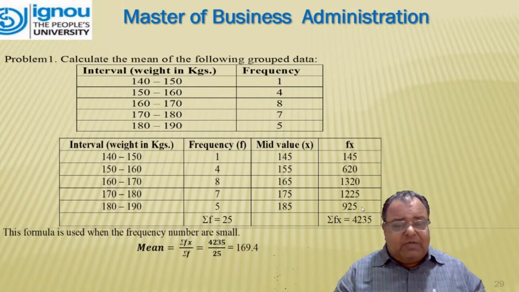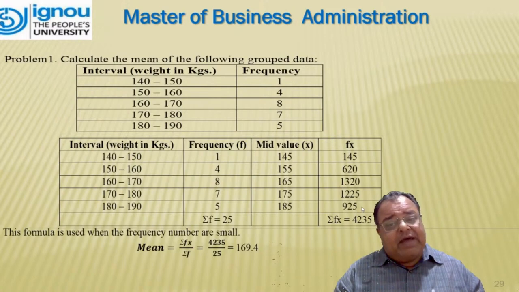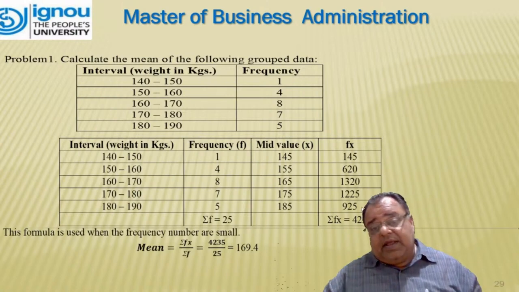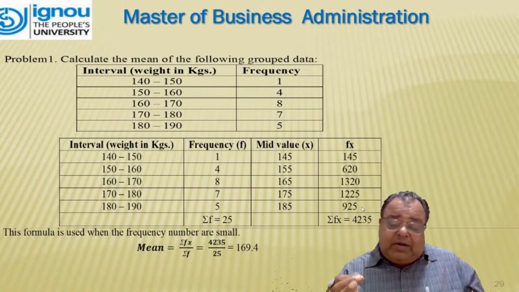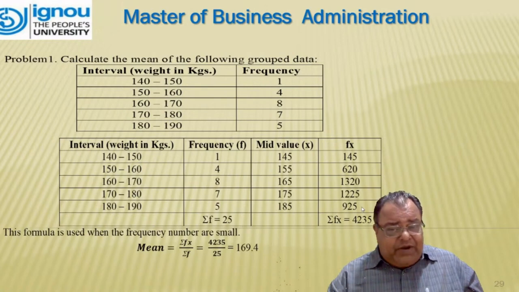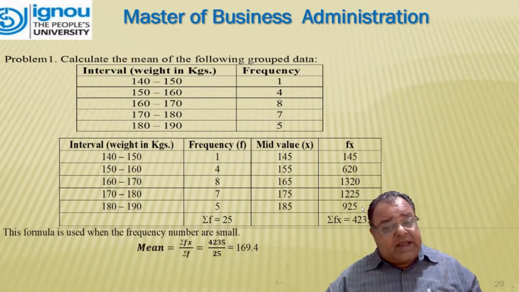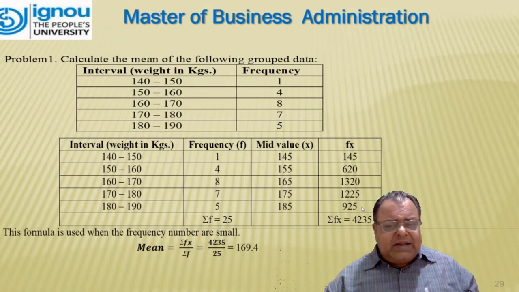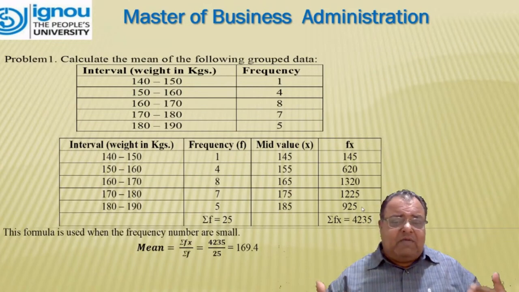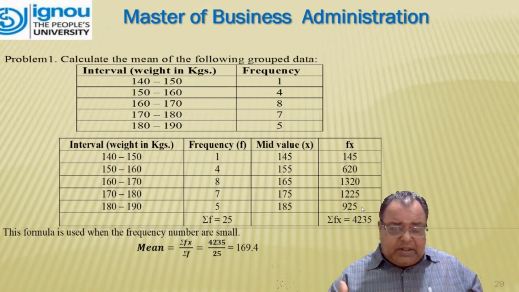Now, we have to calculate the mean of the following grouped data. Here, one thing has to be kept in mind. There are different methods for calculating the mean. By seeing the values of the frequency, if they are small, we can straight away use this formula. And if the frequencies are big, then we have to use the assumed mean formula. Since these frequencies are single-digit numbers, this will be converted into the table shown below.